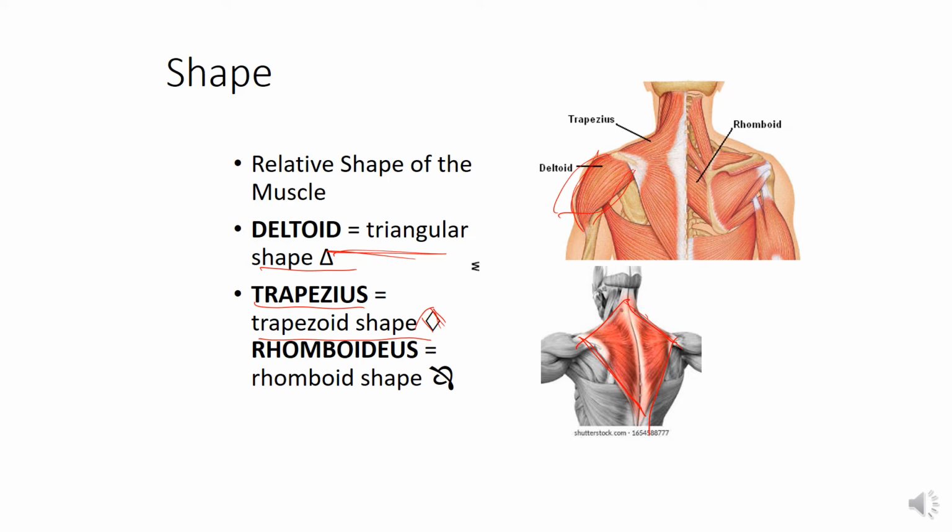Now the rhomboid shape, rhomboideus means rhomboid shape. Here you can see, you are familiar with this muscle, the rhomboid major and the rhomboid minor. This is a quadrilateral muscle with unequal sides, unequal length. Here you can see this length is more, this length is less. So quadrilateral muscle with unequal lengths.